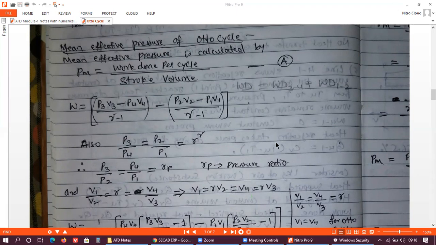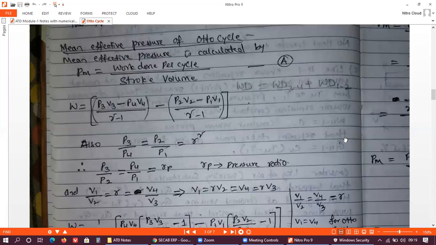Please keep it in your mind. Pressure ratio means what? It is the ratio of P3 by P2 and P4 by P1, because while solving the problems, these parameters are necessary. So the pressure ratio is P3 by P2 or P4 by P1, and we call this pressure ratio RP, R suffix P.